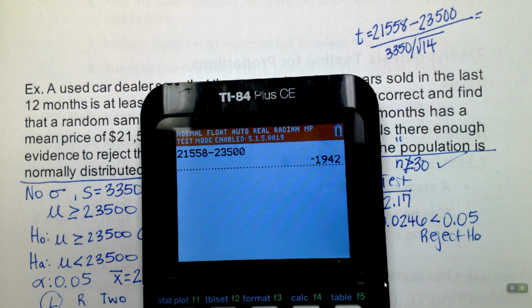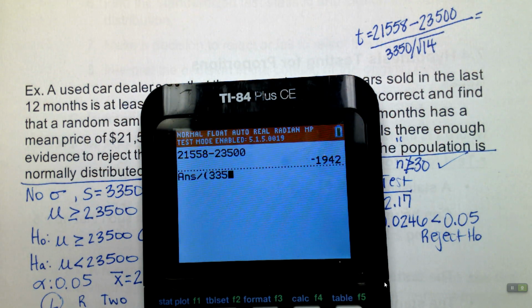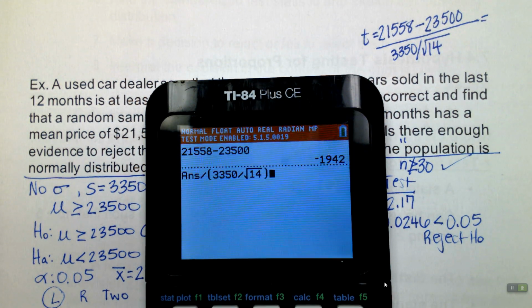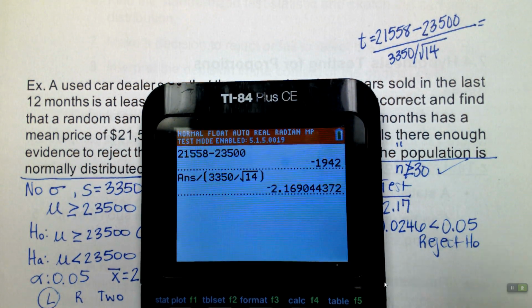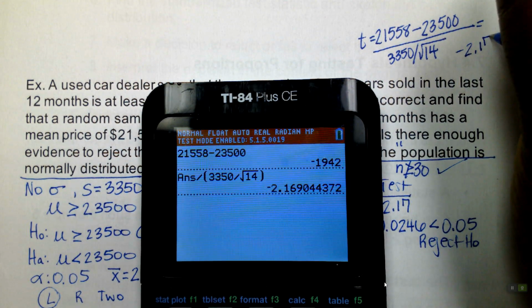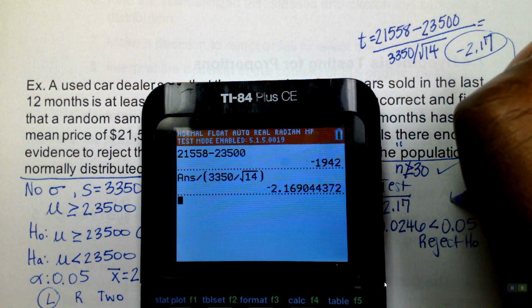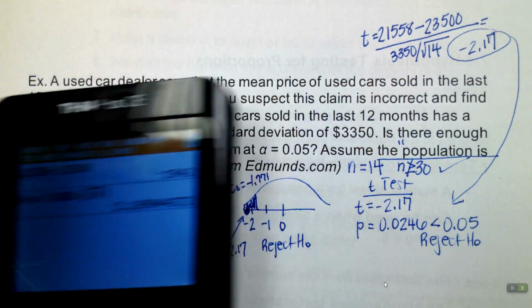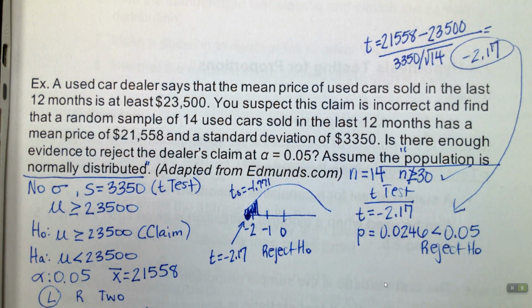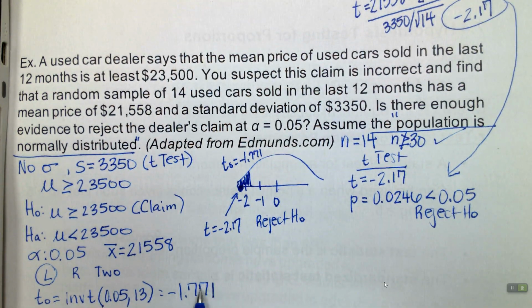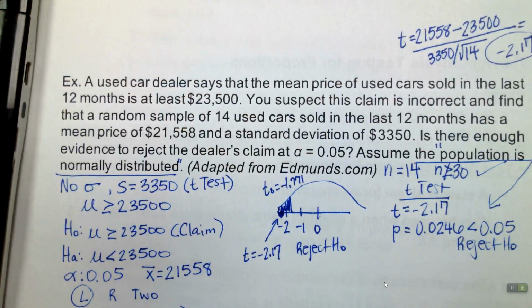$20,500, okay, divided by 3350, divided by the square root of 14. This is for those who want to use table 5 and your T to compare, to reject or fail to reject. So negative 2.17, same as the calculator. This is less than our T naught. So it rejects.